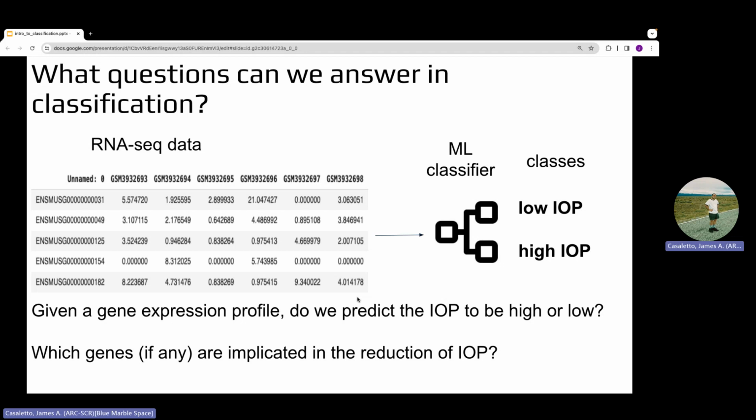If a machine learning classifier can predict whether the IOP value will be low or high based on the gene expression, then we can identify which genes are responsible for that effect. Knowing which genes are responding to spaceflight may help us diagnose, monitor, or even prevent this effect.